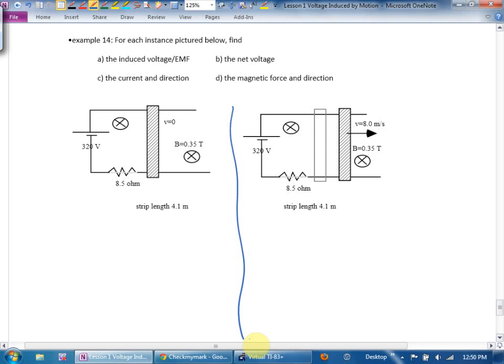Now, induced voltage, or EMF, is BLV. It's BLV. How fast are we traveling right now? How fast is the bar moving? So what's the voltage just as we start to throw the switch, just as we turn this battery on? What's the induced voltage? Zero.